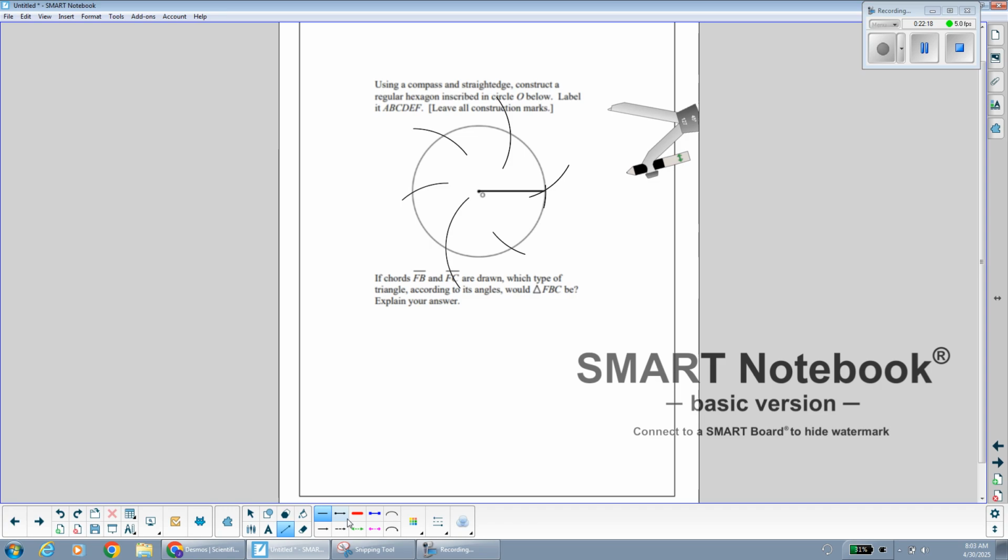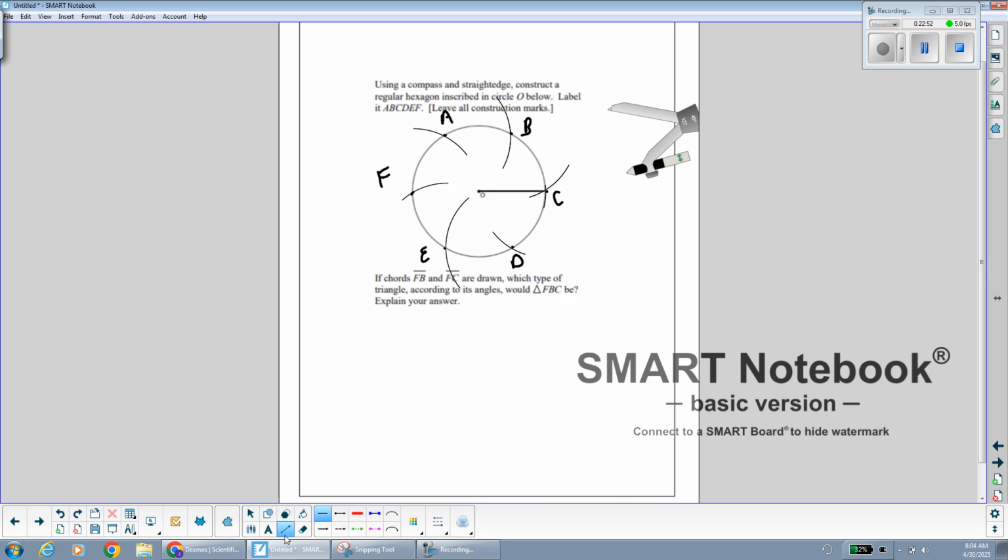If you wanted to make an equilateral triangle, you would connect every other point. But since we wanted to make a hexagon, we're going to connect all 6 points. I also am going to label it just like the question says, else I'm not going to be able to know what it's talking about. It doesn't matter where you start labeling the points. You'll get the same thing even if yours looks slightly different.